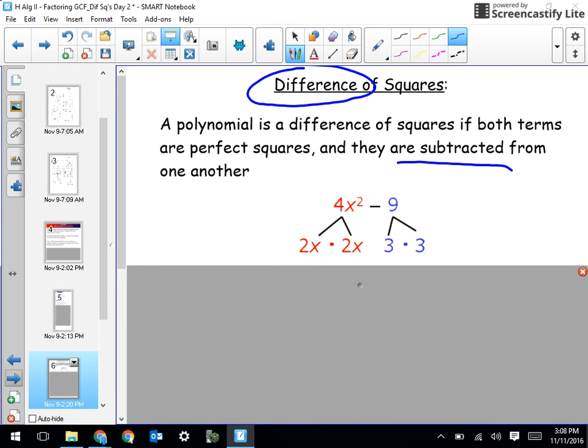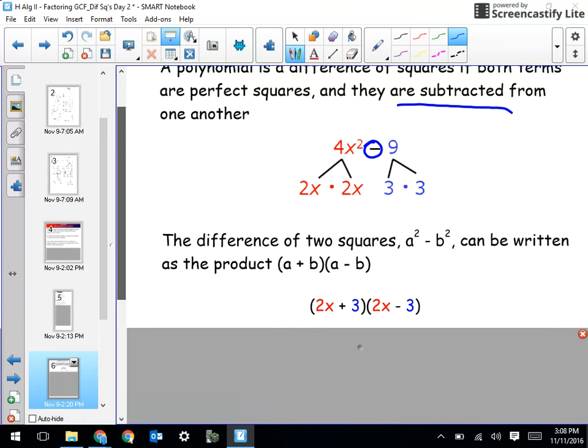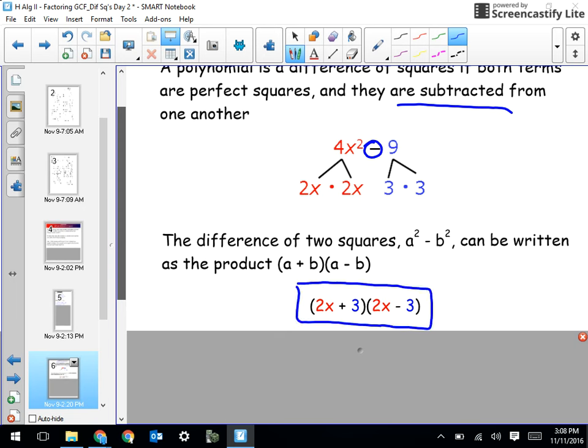2x times 2x is my 4x squared. 3 times 3 is my 9. Notice that they're subtracted from each other. So this is called a difference of squares. Now, this will be reduced down into 2x plus 3, 2x minus 3. The difference of two squares, a squared minus b squared, can be written in the form a plus b, a minus b.